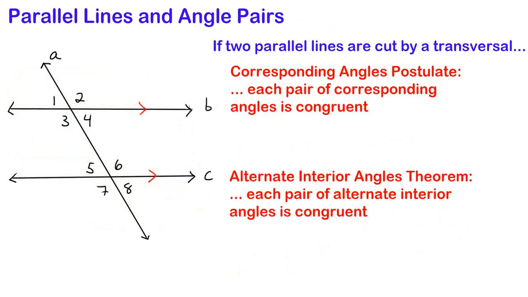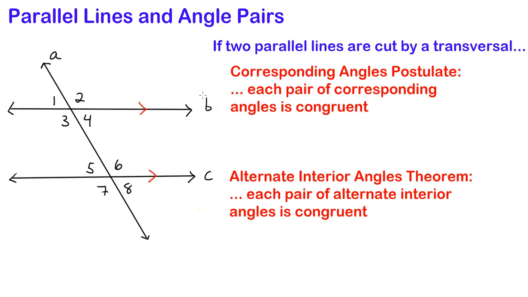So when two parallel lines are cut by a transversal, then these angle pair relationships that we've talked about develop a special significance. And all of these situations deal with two parallel lines cut by a transversal. So all of these start off with this statement. So if we take a look at the first one, the corresponding angles postulate. If two parallel lines are cut by a transversal, each pair of corresponding angles is congruent.